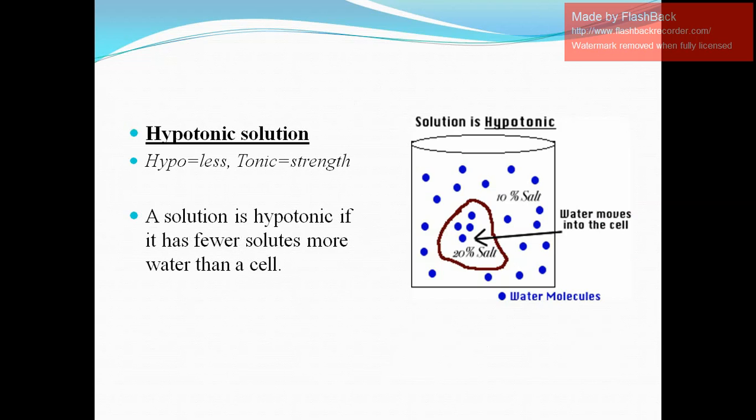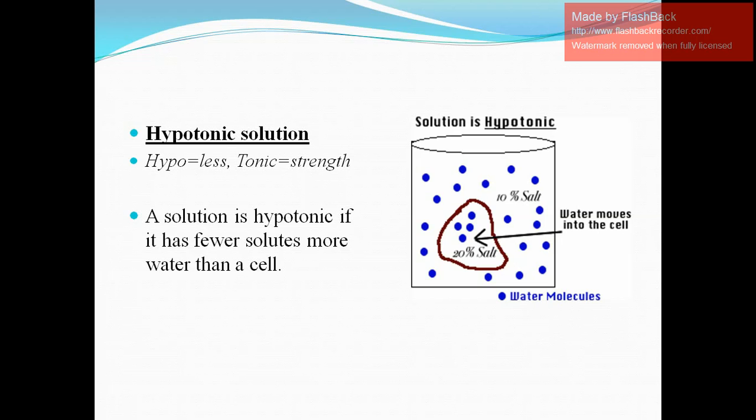Next we come to hypotonic solution. The word hypo means less, and tonic means strength, as I told you. Now look at the solution I am showing here. It is a hypotonic solution in which the solution outside the cell has less salt than the solution inside the cell. So a solution is hypotonic if it has few solutes and more water. A solution is said to be hypotonic if it has few solutes and more water.